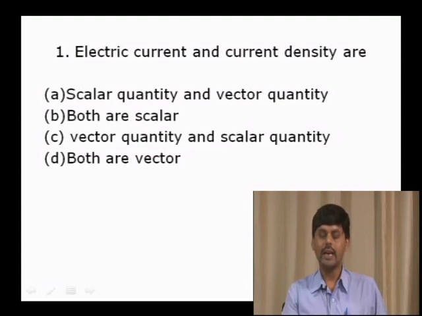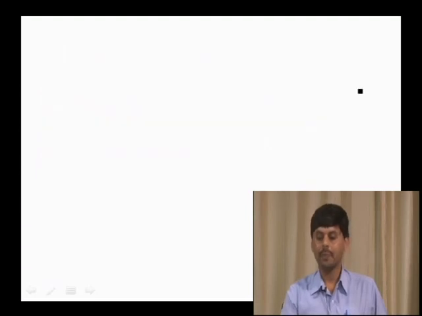So, current is a scalar quantity, even though it has both magnitude and direction, it belongs to a scalar quantity. One is clear, current is a scalar. Next we will move on to the current density. Current density is a vector, it is in the direction of the motion of the positive charges. Therefore, the correct option is current is a scalar quantity and current density is a vector quantity. The correct answer for this question is A.